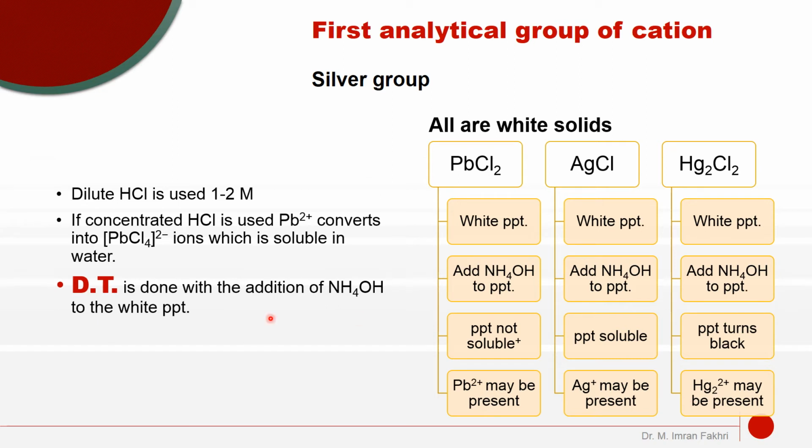So the distinguishing test is being performed with the help of ammonium hydroxide. With the addition of ammonium hydroxide to the white precipitate, if the precipitate is not soluble, lead 2 positive ion is present. If the white precipitate is soluble in ammonium hydroxide, silver positive ion is present. If the white precipitate turns into black precipitate, we are going to say that mercurous positive ions are present in the given salt.